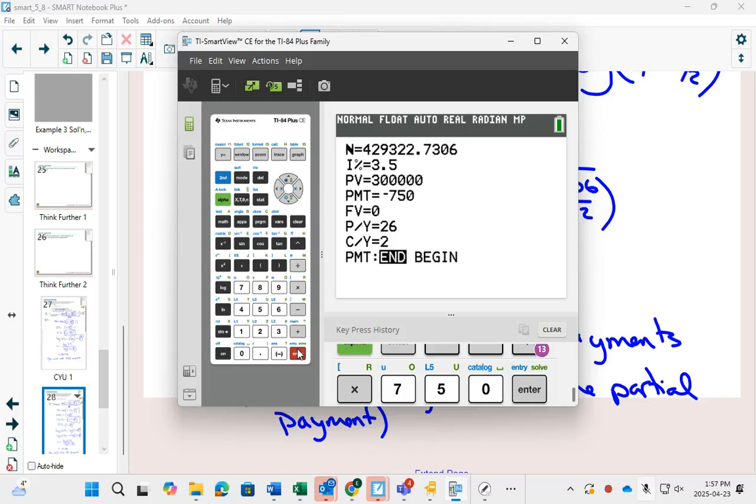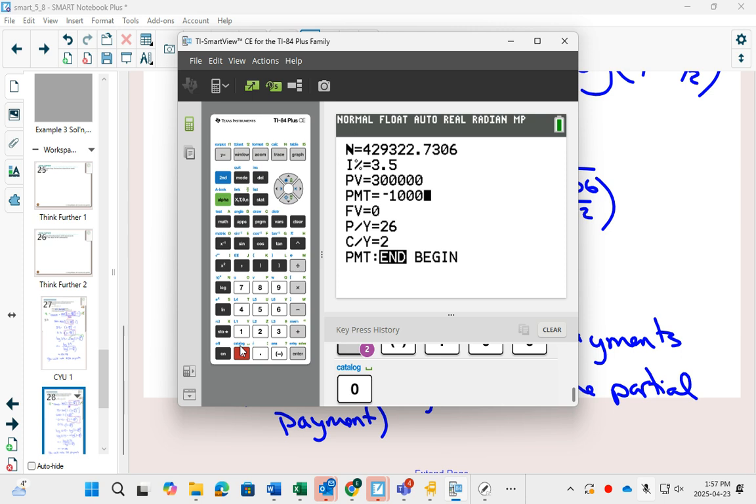Am I going to use that money to keep buying nice shoes? Or I could take that extra money and decide to pay off my mortgage faster. What does that do? So now, instead of being able to afford $750 per month, you can afford $1,000 per month. So you up your payments. How much money does that save you?